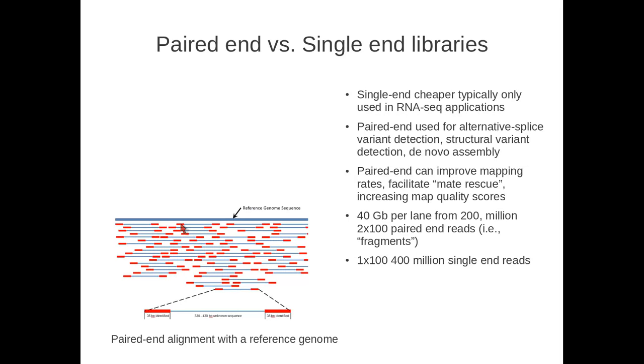So I just thought I'd introduce you to some terminology here. The 2x100, this is a paired end run, the 2 meaning both ends of the read, and the 100 meaning 100 bases. And in a typical paired end run, we can get 40 gigabases per lane from a total of 200 million reads.